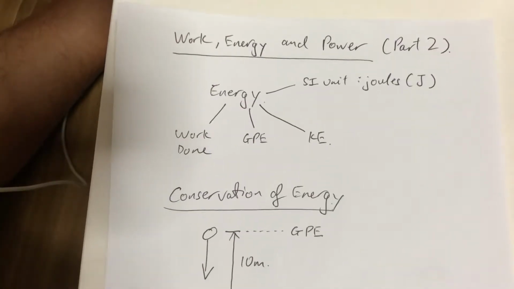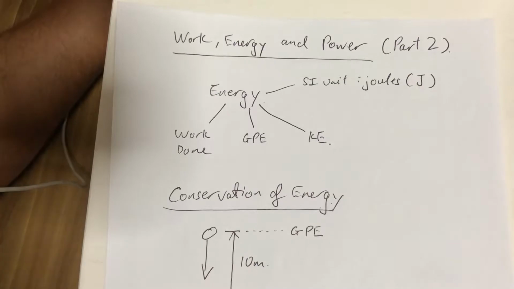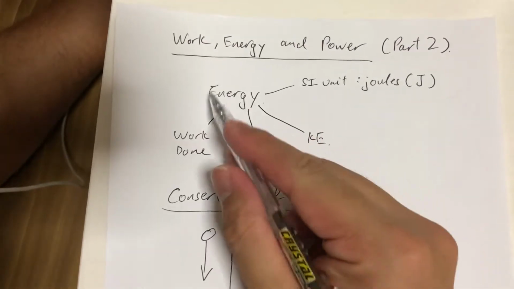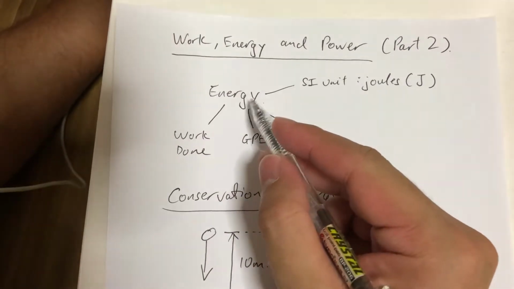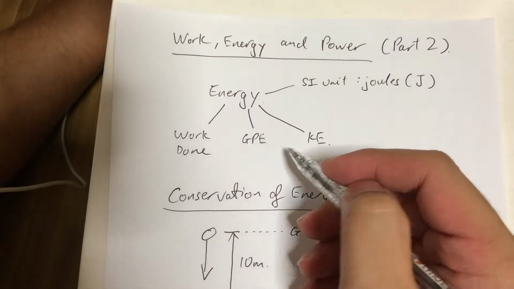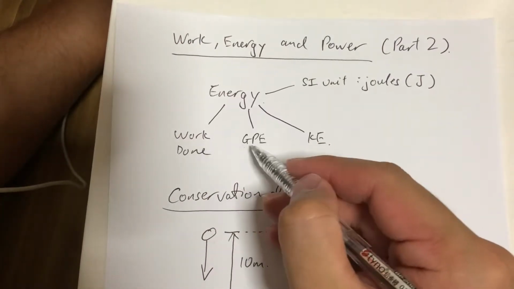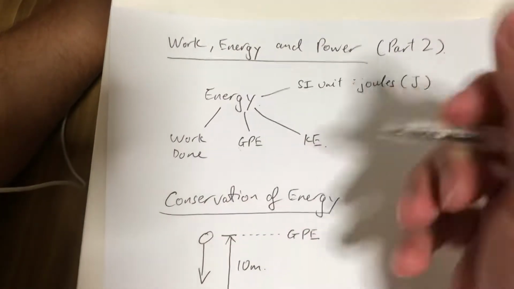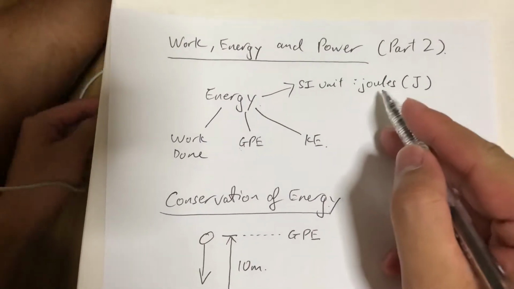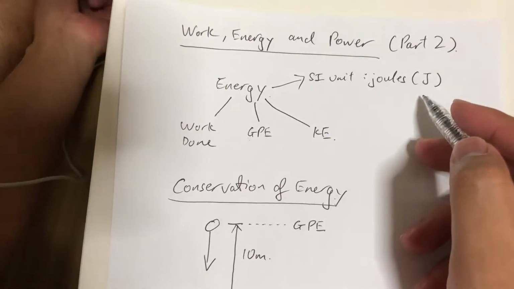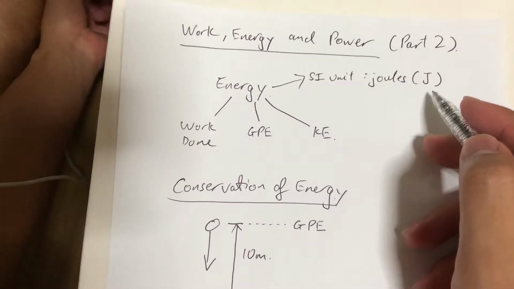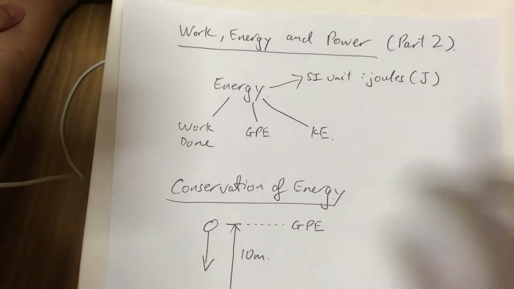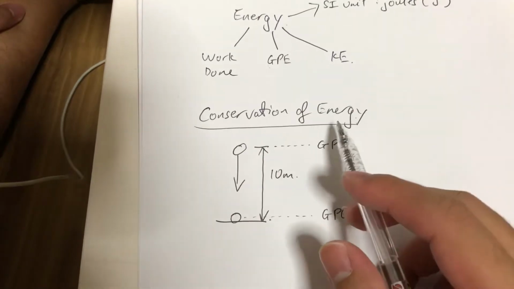Hi students, this is the second video for work, energy and power, part 2. In the previous video we talked about energy, and there are three particular examples that we looked at: work done, gravitational potential energy, and kinetic energy. All energies have an SI unit of joules, represented by the symbol capital J. In this video, we are going to talk about conservation of energy.